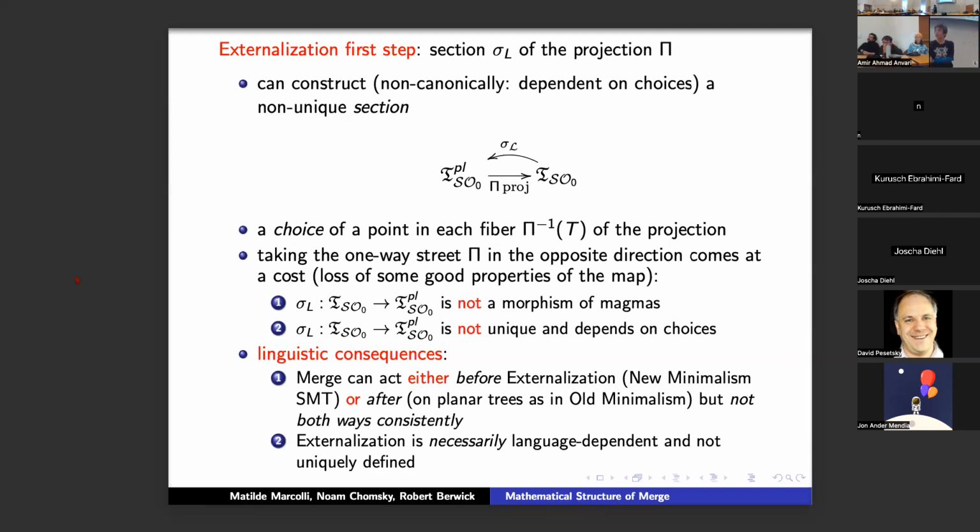So the older version of minimalism was placing the merge on the planar trees, using the non-commutative merge on the planar trees. The new version of minimalism is having the merge before externalization. These two things, you can have one or the other. You cannot have both of them simultaneously. That's the linguistic consequence of this simple observation.